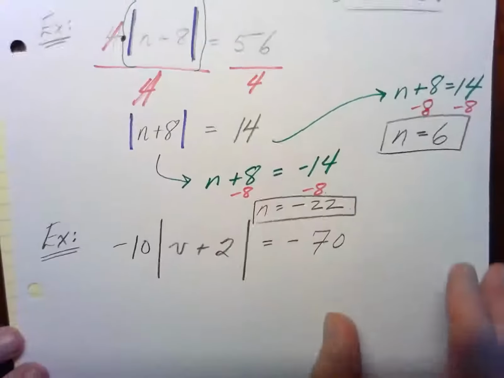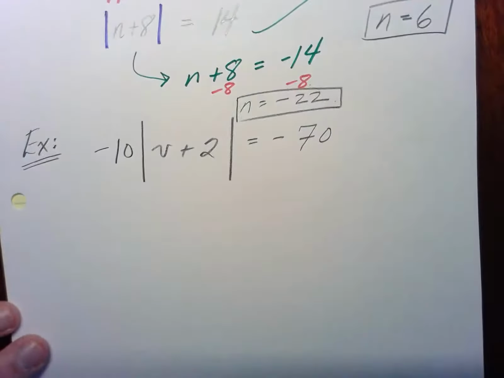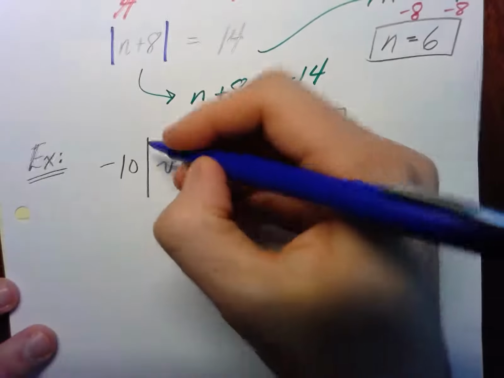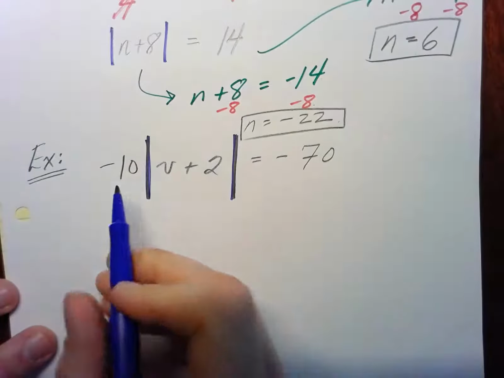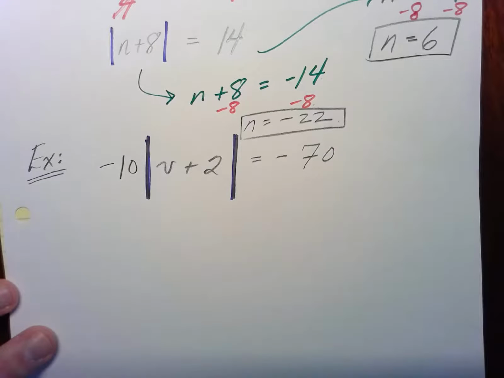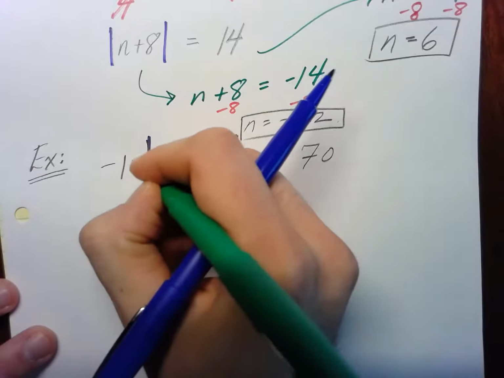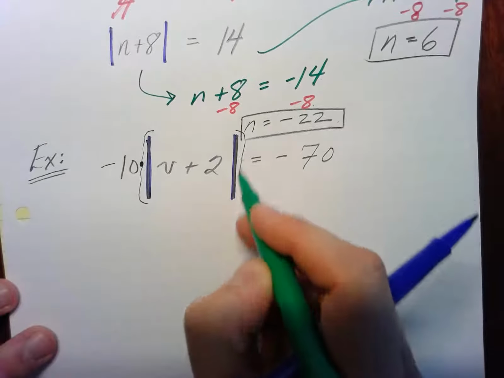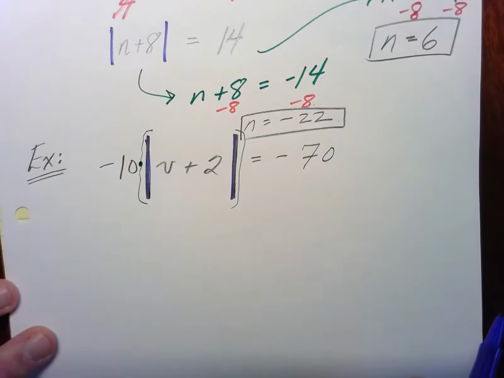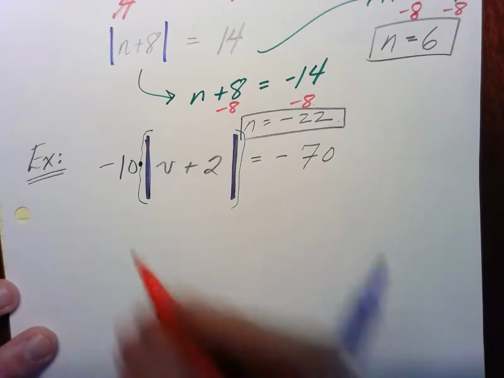Last example problem right here. Same kind of thing as before. Notice that this is saying negative 10 times this whole thing, the absolute value of v plus 2, and all that equals 70. So I've got to isolate the absolute value.